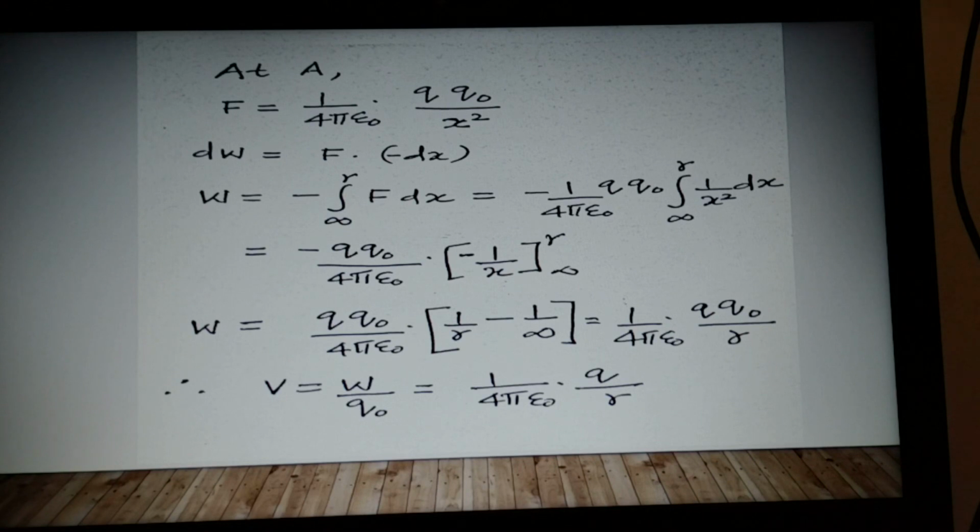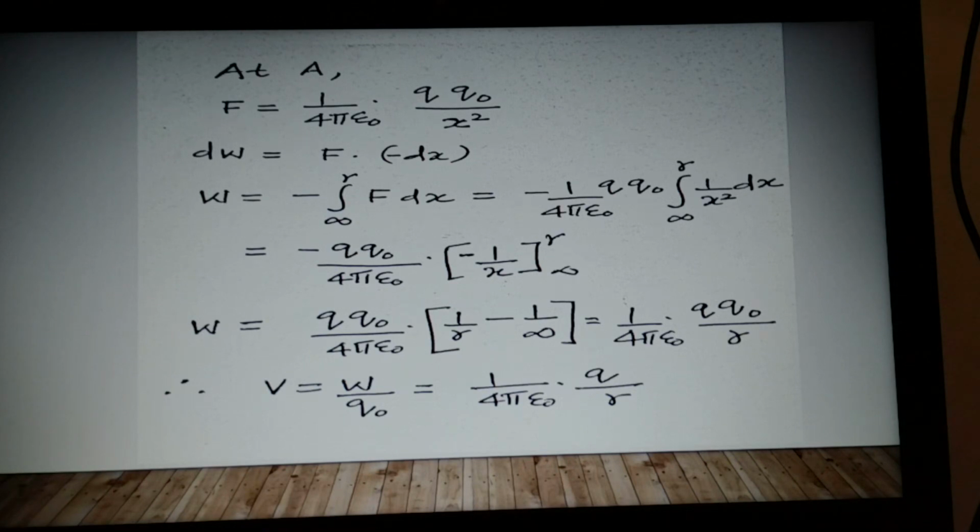That is not the potential. To find the potential, by definition, it is the work required to bring unit positive charge from infinity to R. So you divide W by Q0. So you will get V is equal to 1 by 4 pi epsilon 0 Q by R. So due to a point charge Q, at a distance R, the electric potential is given by 1 by 4 pi epsilon 0 Q by R.